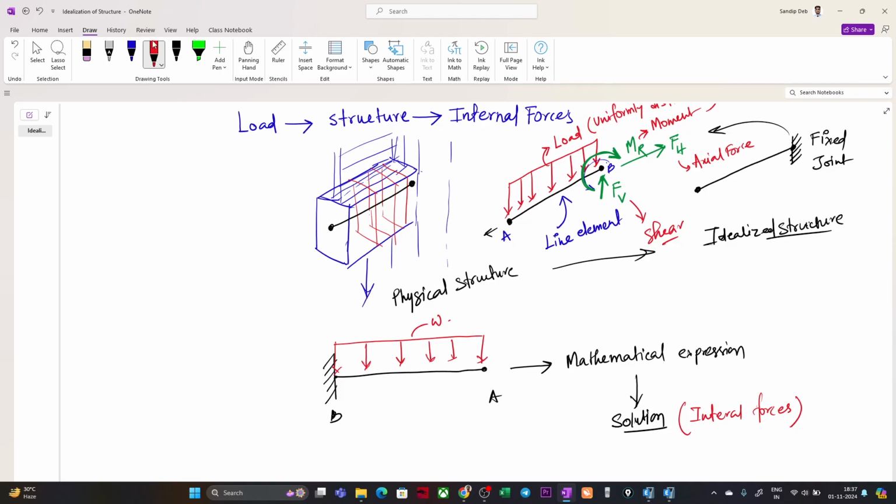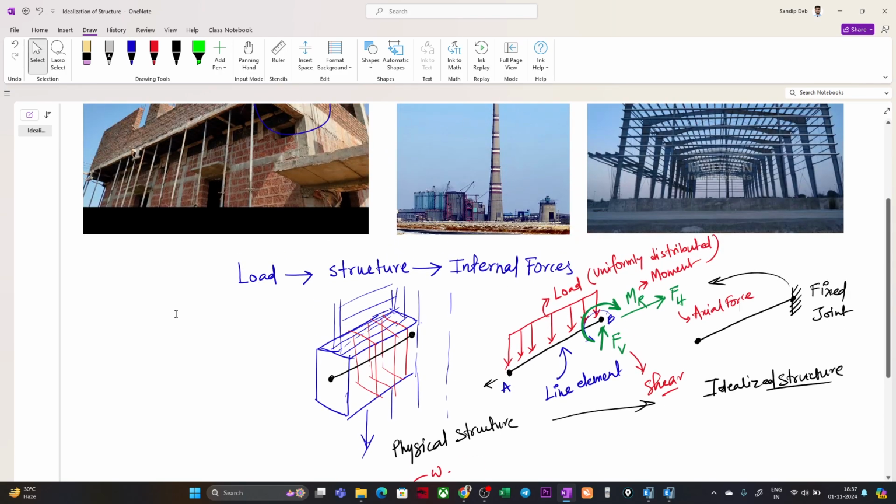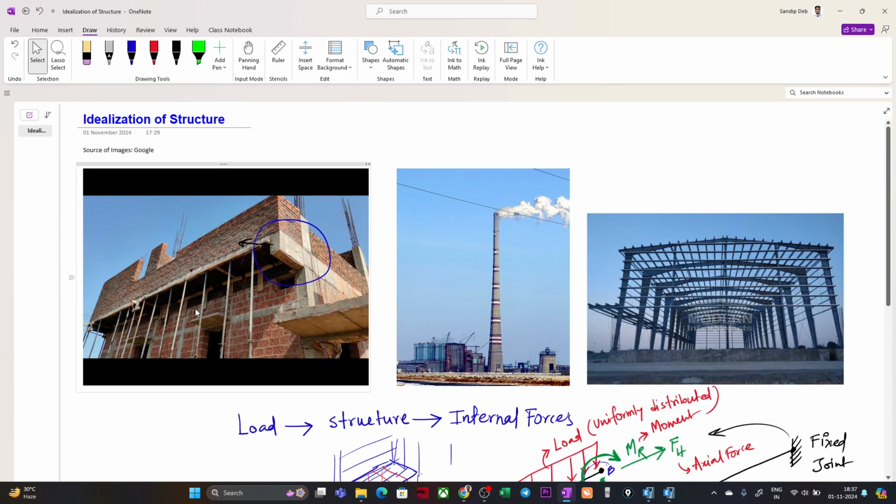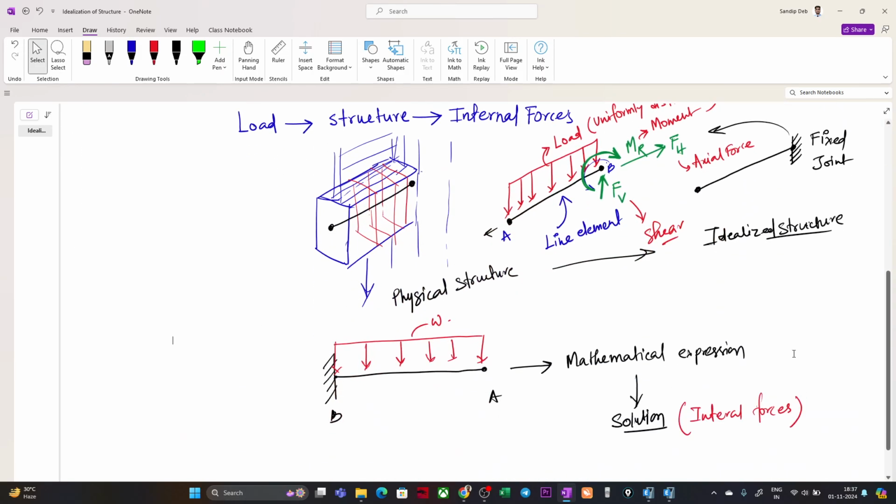So now you can understand the importance of idealization. If you are not able to idealize any structural element or structure into a simple idealized structure, then it is impossible, because you cannot make a structure, apply the load, and check the behavior, right? You have to first mathematically solve it. So for that you need to simplify the physical structure to an idealized structure. Then you can generate the mathematical expression, and solve it to find out the internal forces, right?